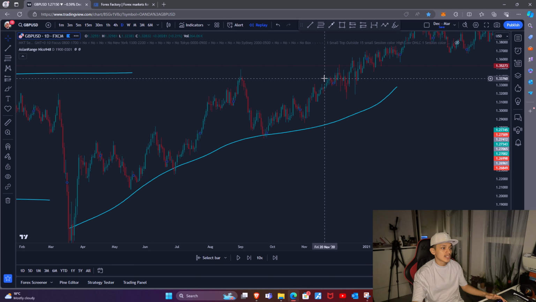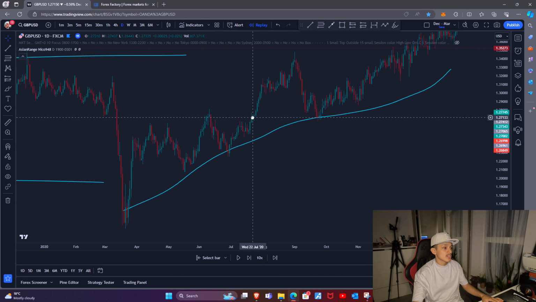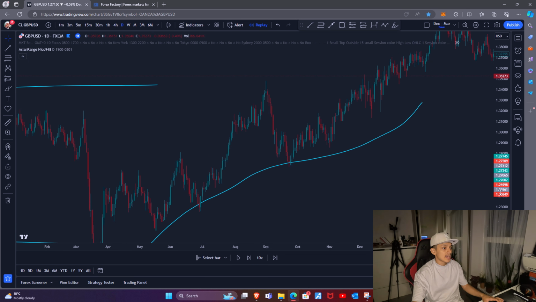The trend is your best friend. So you want to be able to distinguish these low lows when they're getting swept and when there's a time to buy.